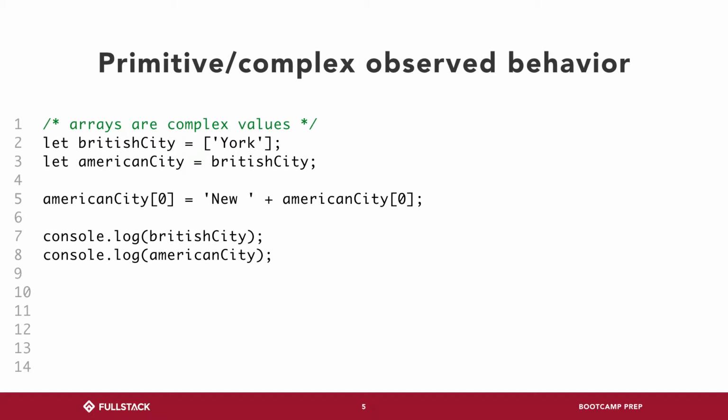So now, when we define American city to the definition of British city, this is sort of like the keystone of everything else we're going to talk about the rest of the lesson. We are not making a copy of the array with York in it. We are instead making a copy of the reference to, let me back up a little bit.